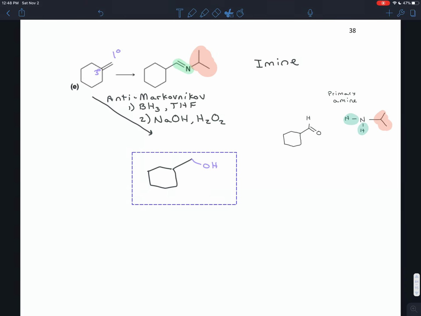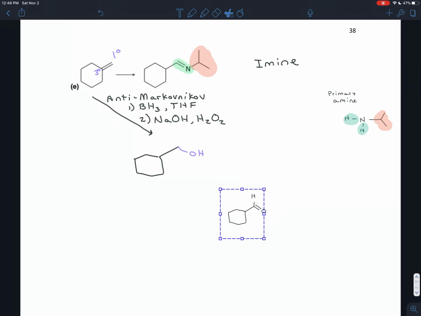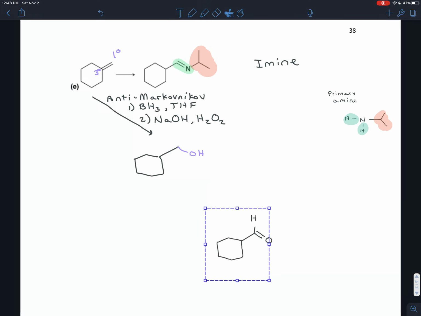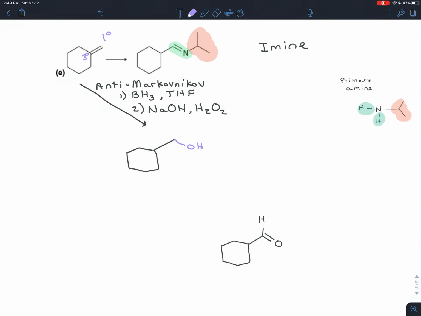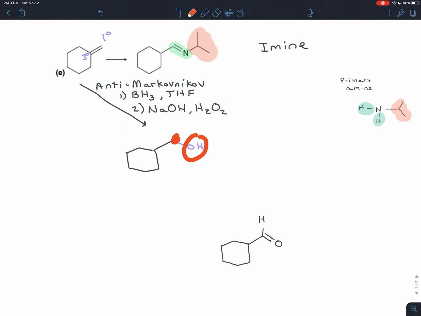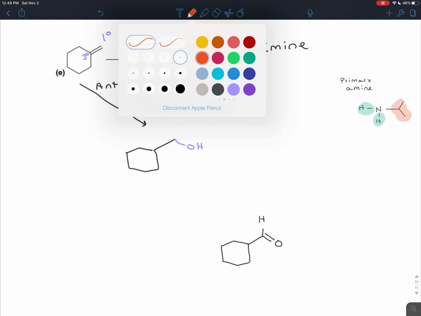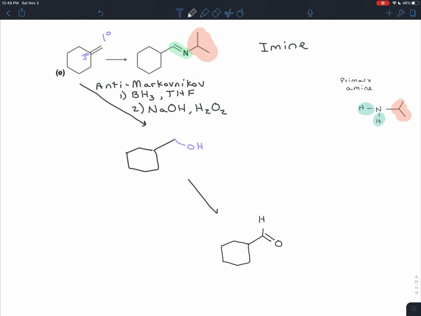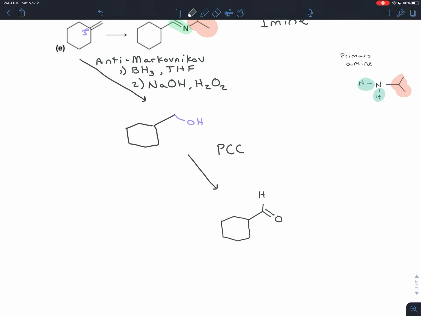Now if we compare this alcohol with the ketone that we need to create the imine, you'll notice the only difference between those two is an oxidation. This has one bond to the oxygen, this has two. Now you have to be a little careful because this alcohol, the carbon that has this OH on it, is primary. It's only bonded to one other carbon. And so you have to use the weak oxidizing agent that we discussed. And that is PCC. That's pyridinium chlorochromate.